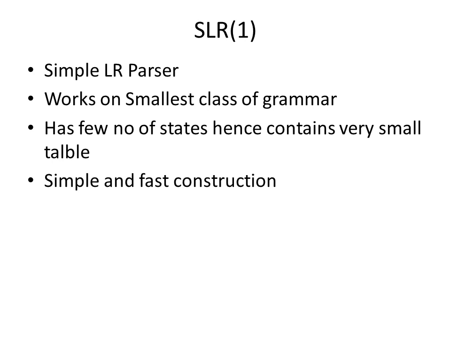Next type of parser is SLR of 1. It is simple LR parser. It works on the smallest class of grammar. It has a small number of states, hence it contains a very small table. It is simple and fast to construct, since it has few states.